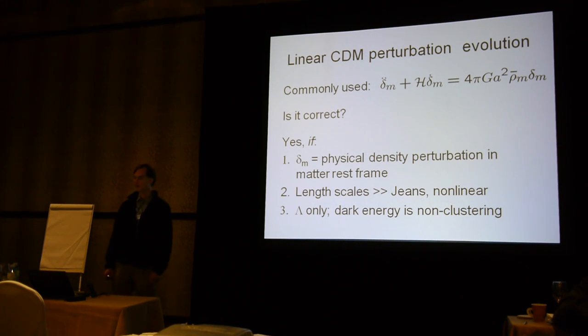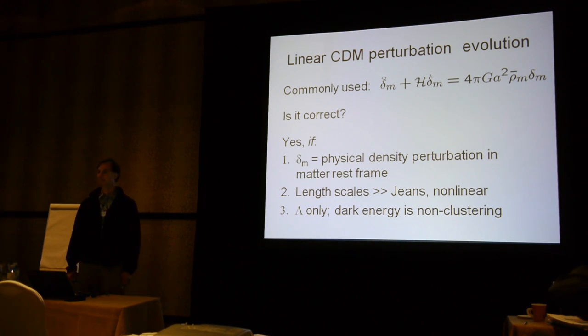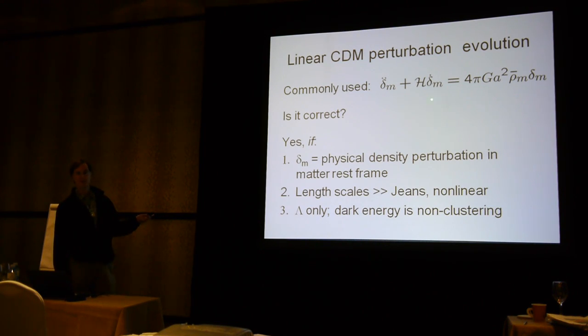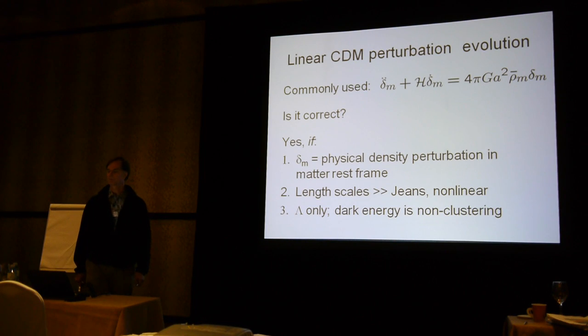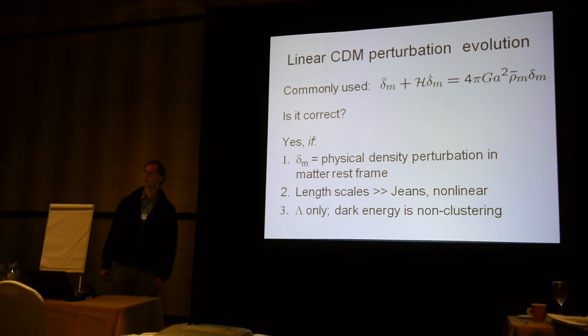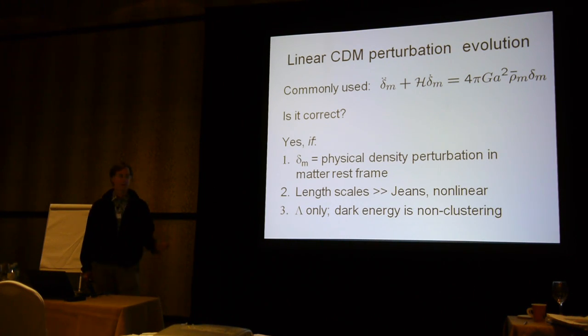Okay, in the first lecture I talked about the evolution of cosmic perturbations, and I finished up with a discussion of cold dark matter evolution. I pointed out that this commonly used equation is not at all obvious from the general relativity formulation in conformal Newtonian gauge. It turns out that this actually is equivalent to the relativistic formulation under a set of assumptions.